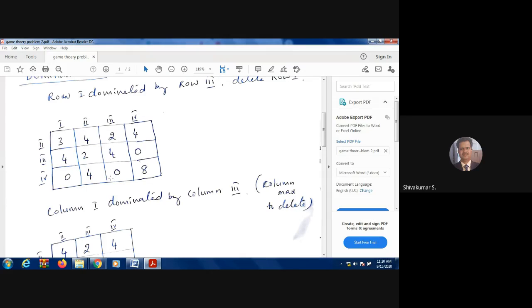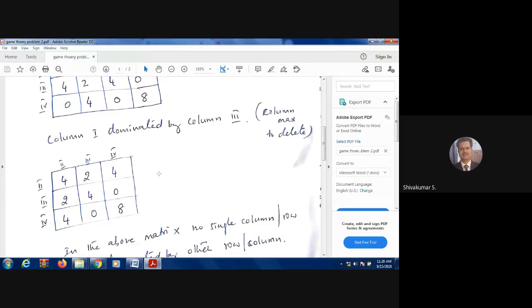So now we are going column wise. Here column 1 value 3 is greater than 2, 4 equal to 4, 0 equal to 0. That's why we are deleting column 1. Now we have got this matrix: 4, 2, 4, 2, 4, 0, 4 by 8.